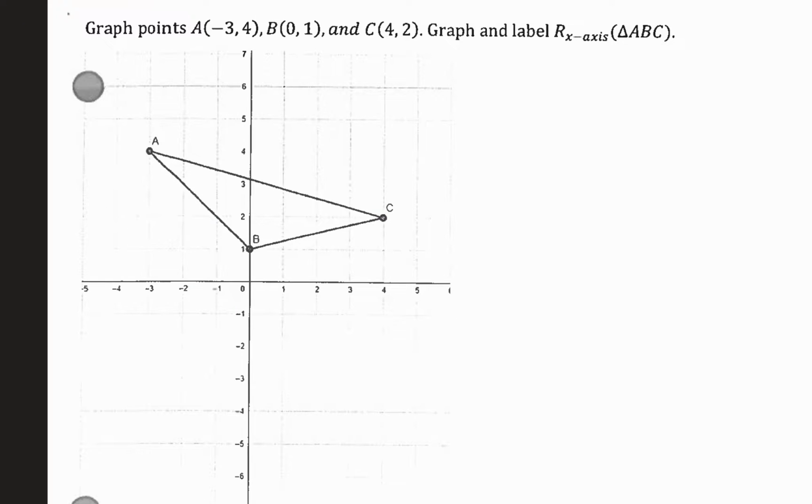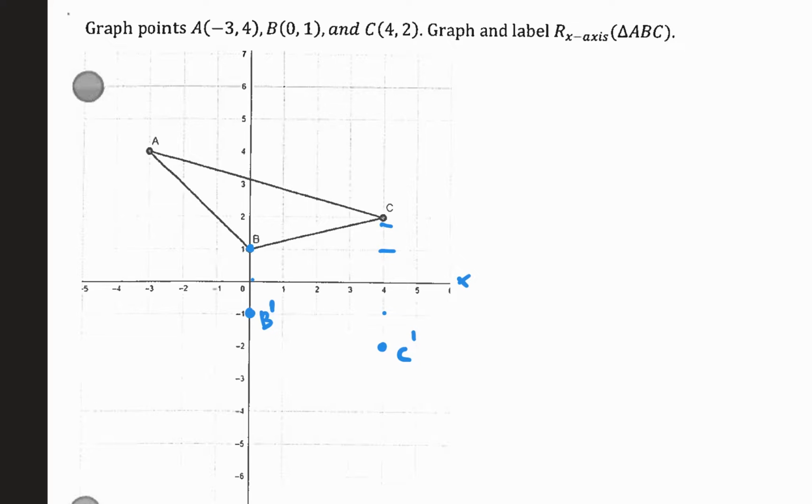We are going to reflect triangle ABC over the x-axis. So I know that I have B right here, and it's 1 space away from the x-axis. So it's going to be right here. So this will be B prime. C is 1, 2 spaces away from the x-axis. So I'm going to go down 1, 2. So that's C prime.